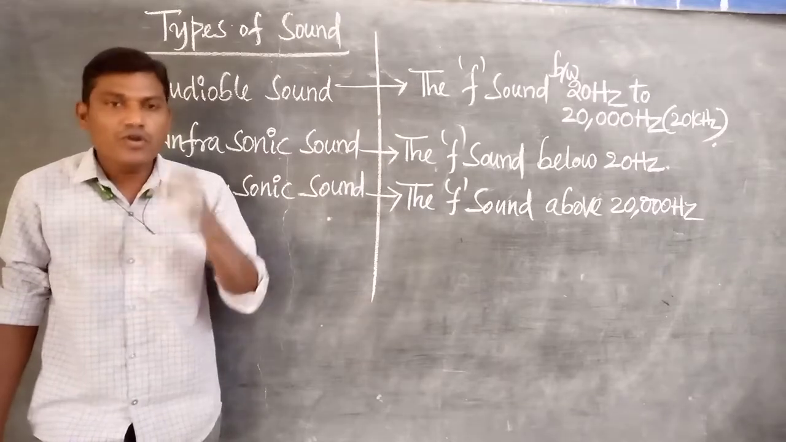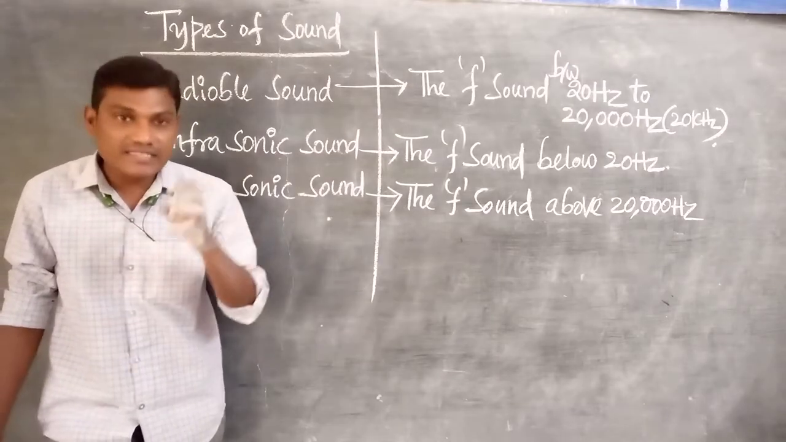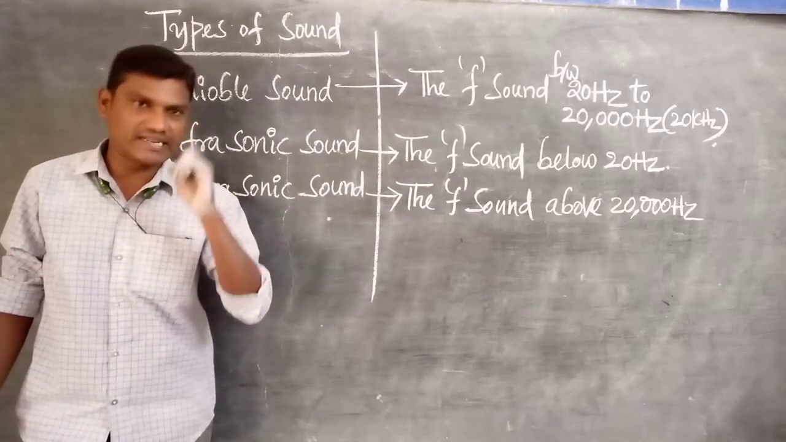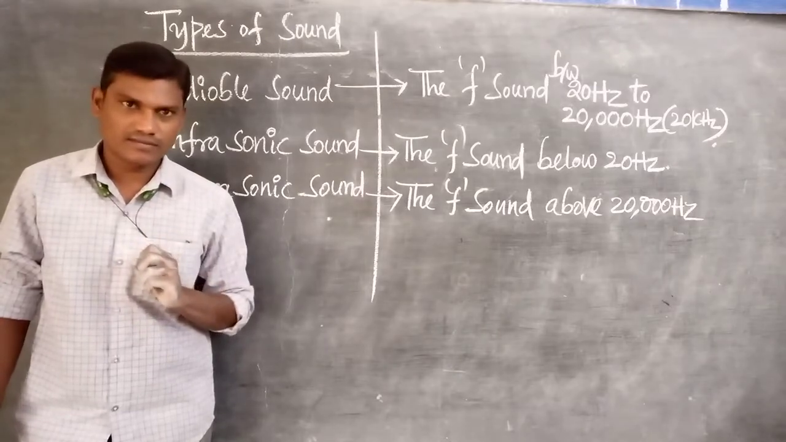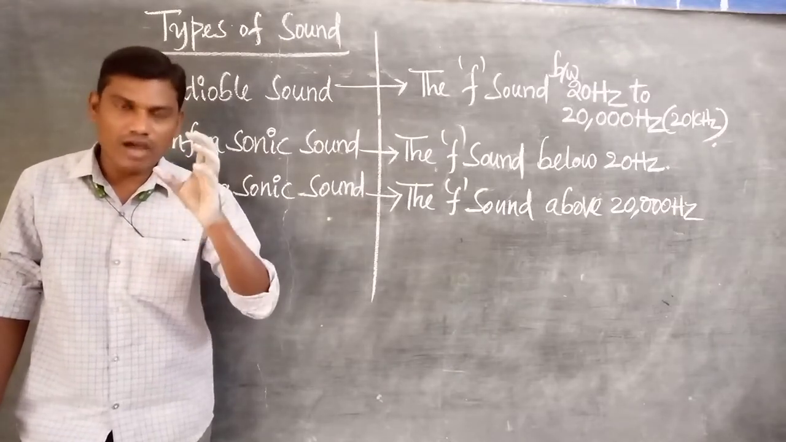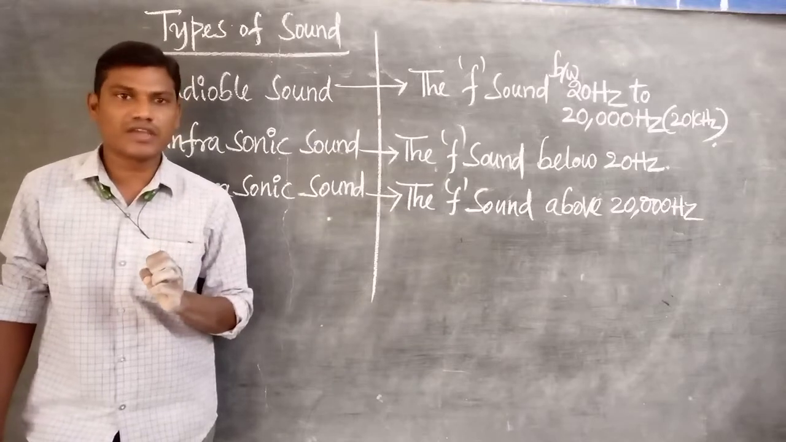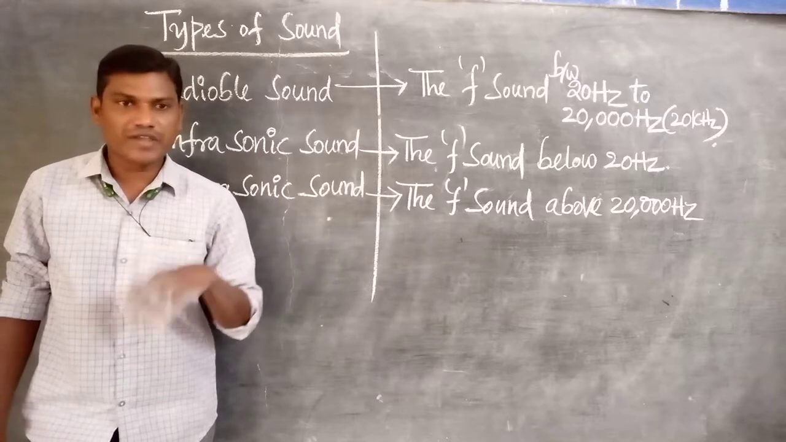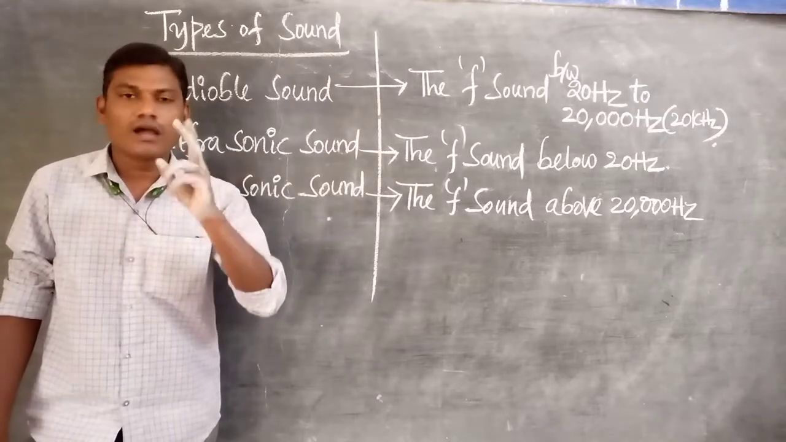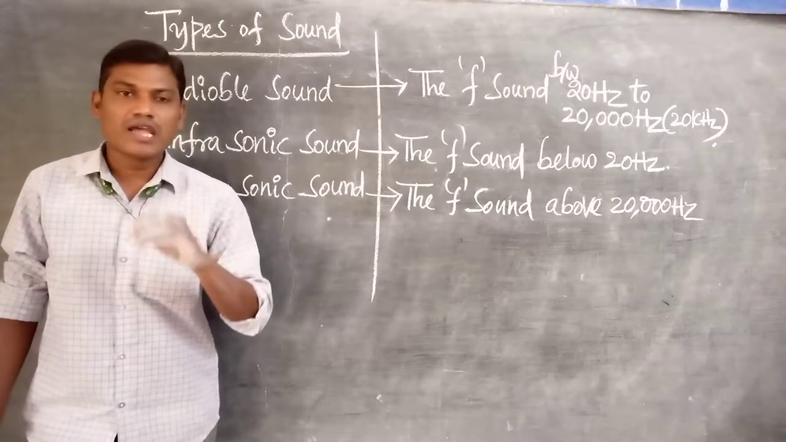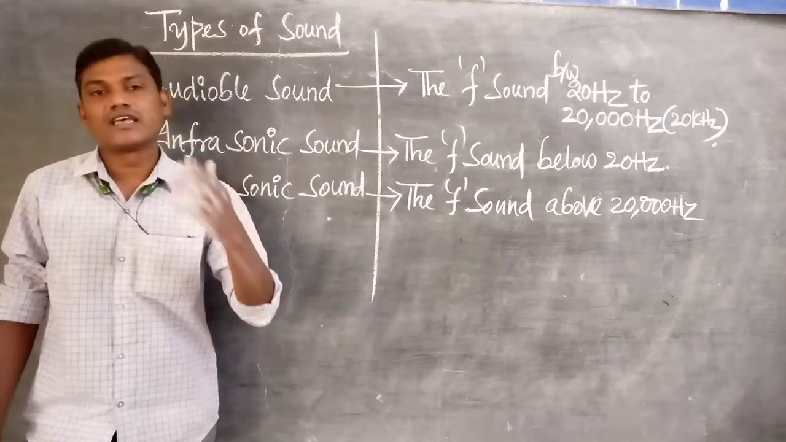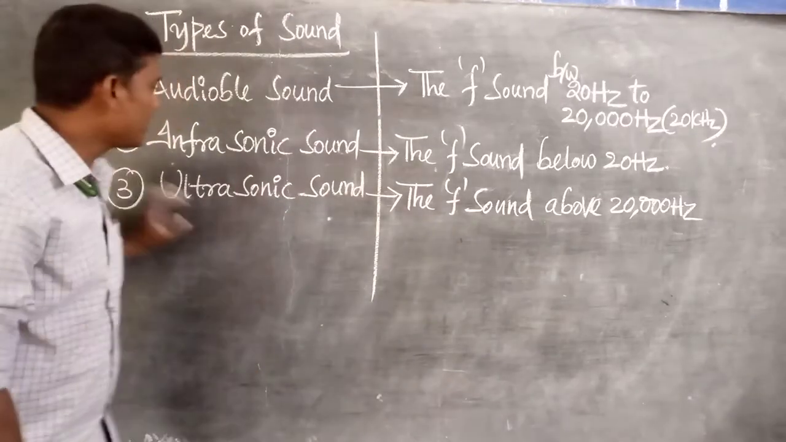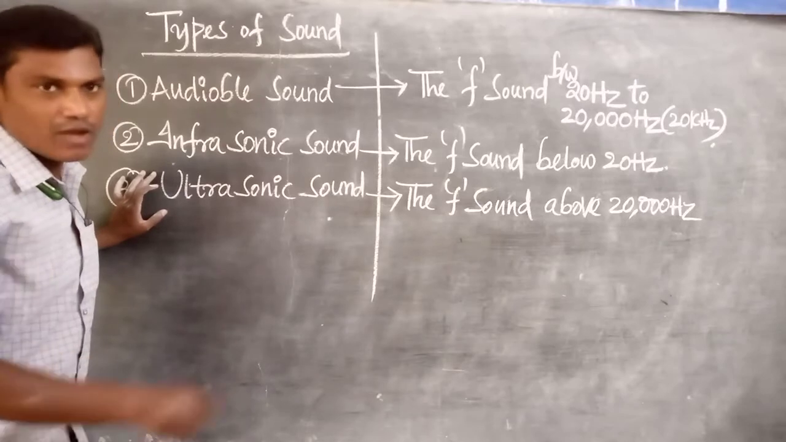Which animals can receive and produce ultrasonic sound? Mainly bats, ducks, dolphins. Whales are which one? Infrasonic sound. Dolphins are ultrasonic sound. That's why bat, duck. Next one. Dolphins communicate with their species by producing ultrasonic sound. Here mainly we are discussing the bat.